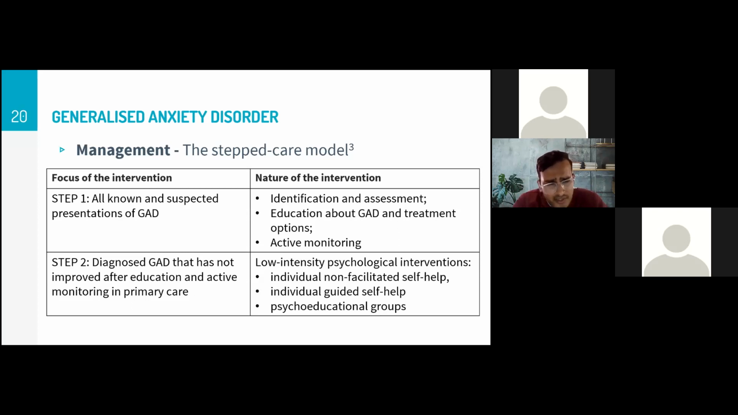And step 2 is for diagnosed GAD that has not improved after education and active monitoring in primary care. For these patients, low intensity psychological interventions are given. This includes individual non-facilitated self-help. In this, people are given written or electronic materials, and the person takes it home and works with that material systematically over a period of 6 weeks. In the second one, individual guided self-help, along with the materials, 6 to 7 sessions, weekly or fortnightly, face-to-face or via telephone, usually of 20 to 30 minutes, are taken. The third one is psychoeducational groups, which can be advised to the patient.